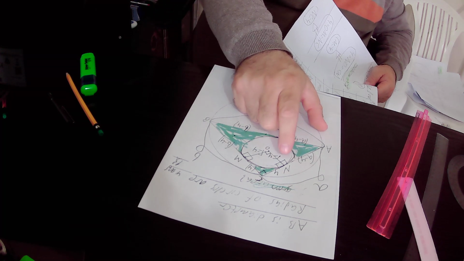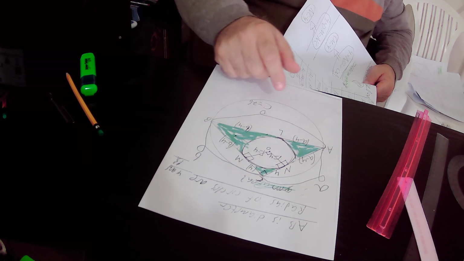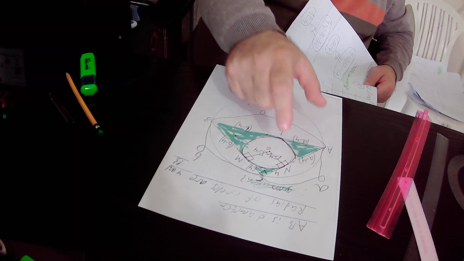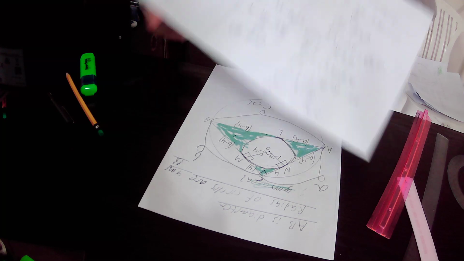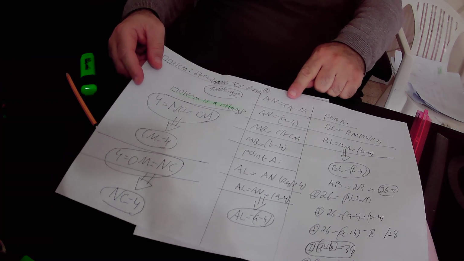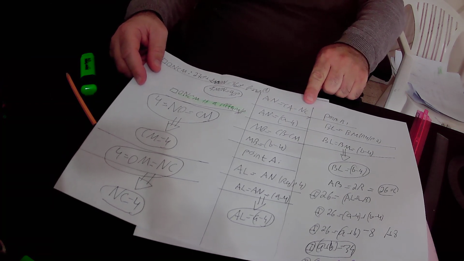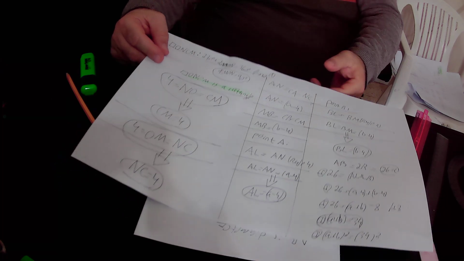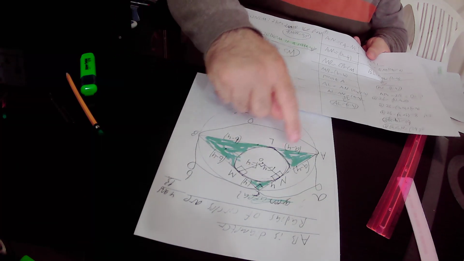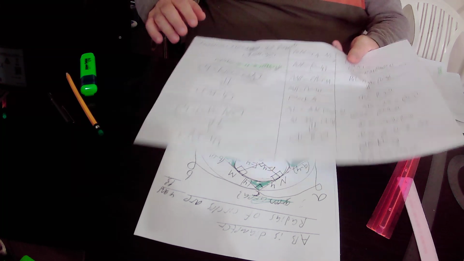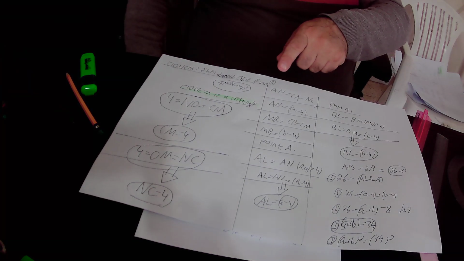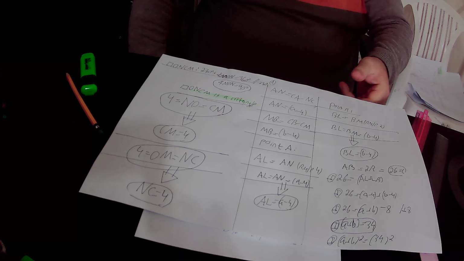So what is the length of line segment AN? From the drawing it is very easy to see that AN equals AC minus NC. AN equals CA minus NC. CA is A according to our definition, and NC is 4. So in conclusion, we found out that AN equals A minus 4.